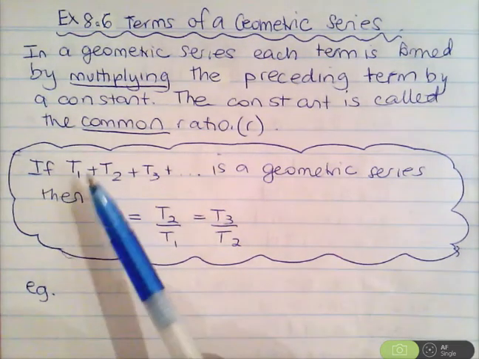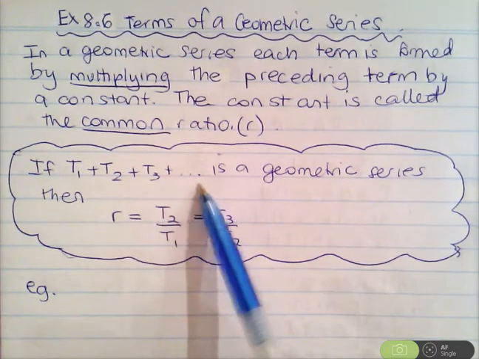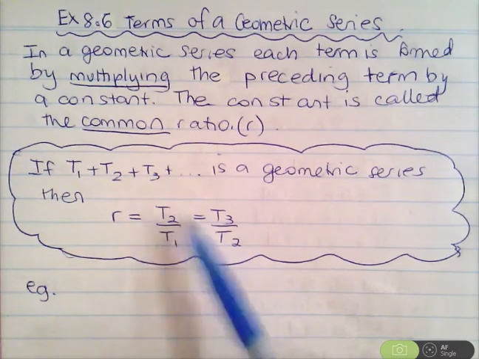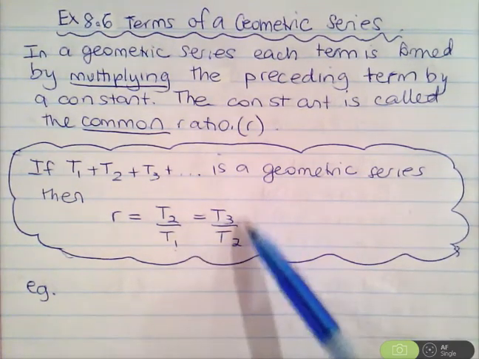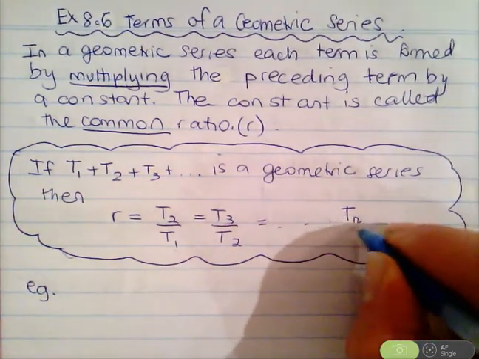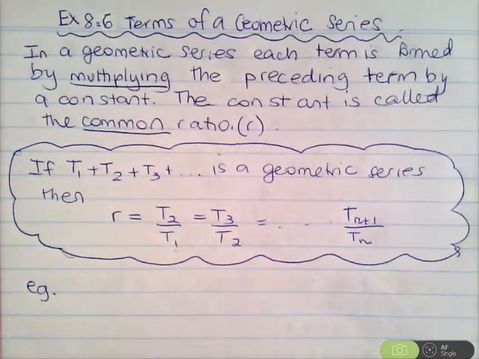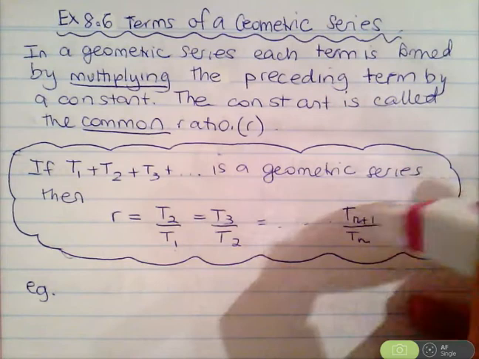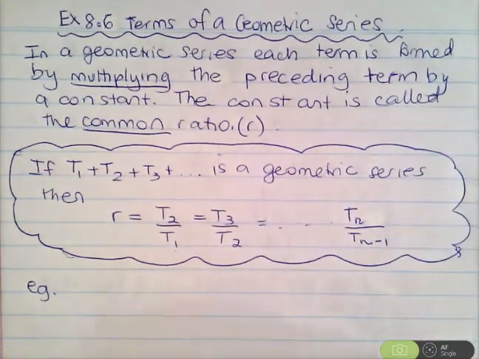So if we've got our geometric series term 1 plus term 2 plus term 3, etc., then the common ratio is term 2 divided by term 1, which would be equal to term 3 divided by term 2, for example, which would be term n plus 1 over the nth term, just in general terms, or term n over term n minus 1, either way. So we'll just look at some examples.